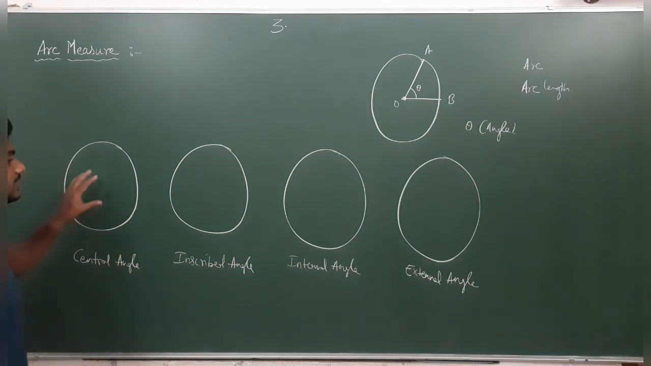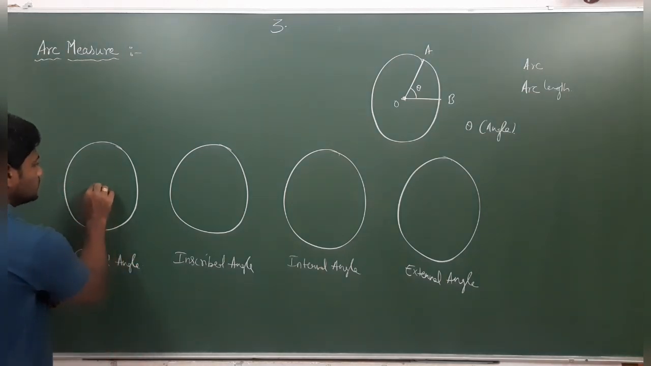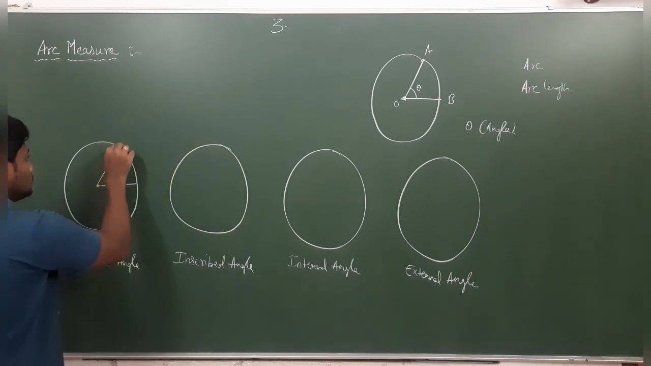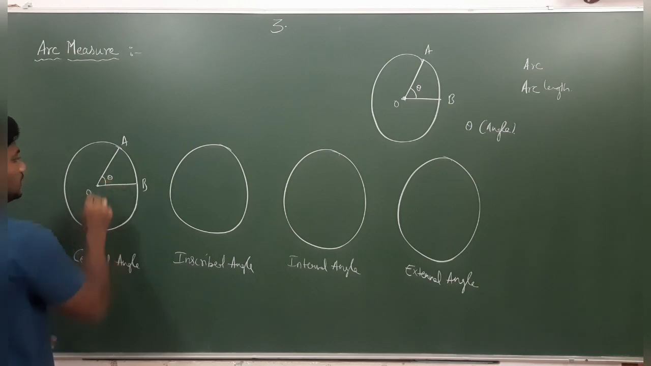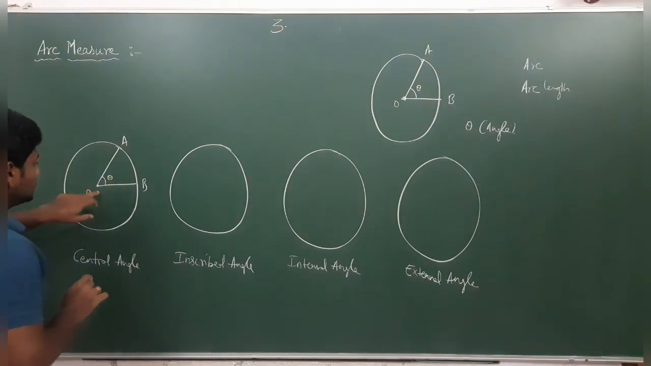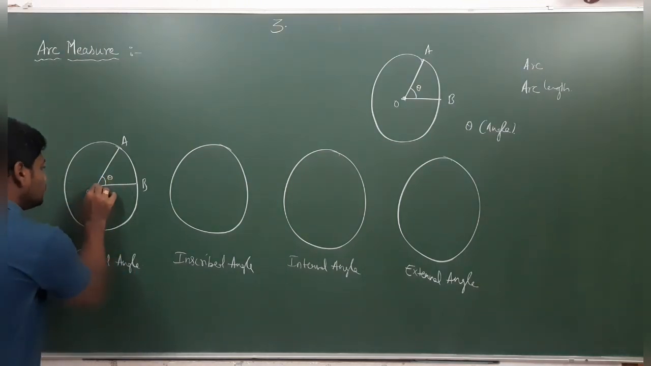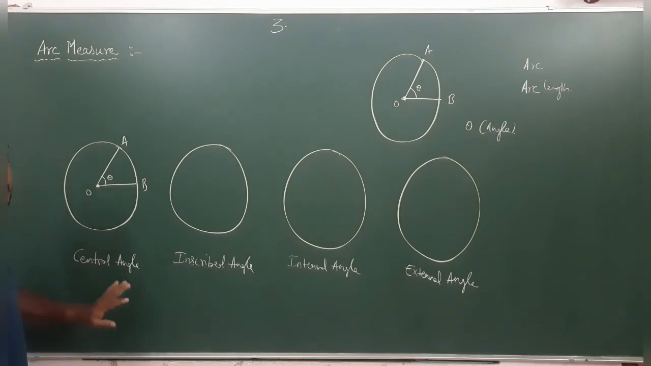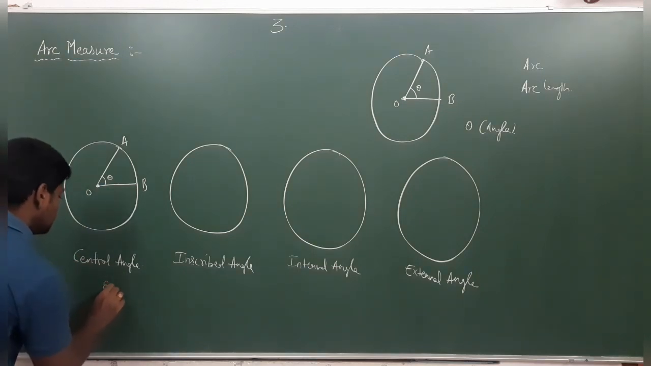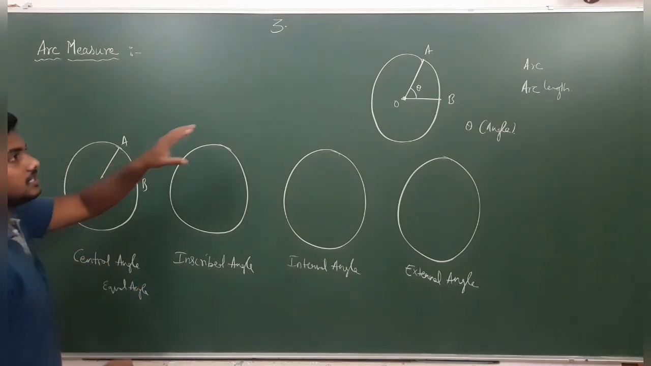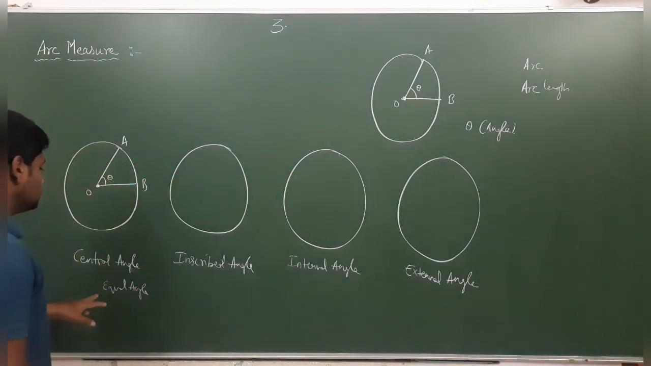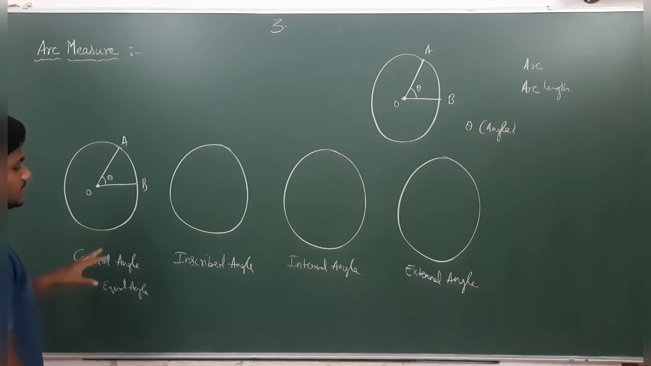Central angle. Central angle is nothing but, as we have considered, the angle between OA and OB, which is equal to theta. If we consider that angle with respect to the center of the circle, we will call it the central angle. Central angle is nothing but equal angle, the same as we have considered. This is the equal angle or central angle.